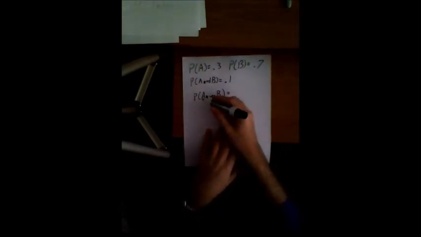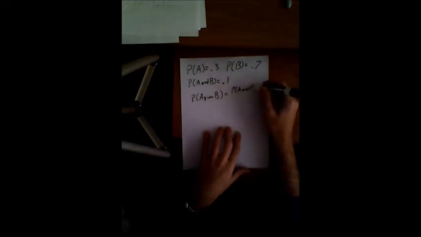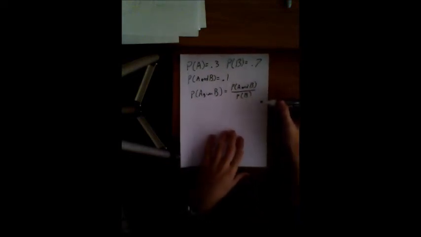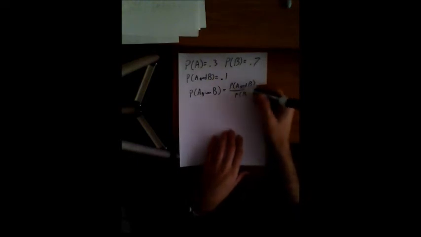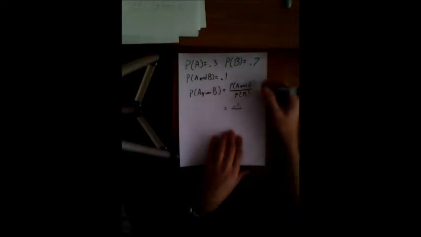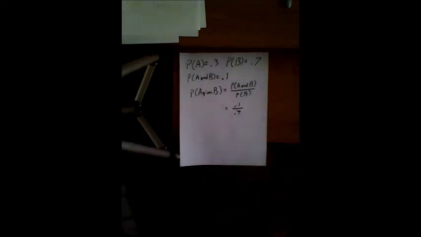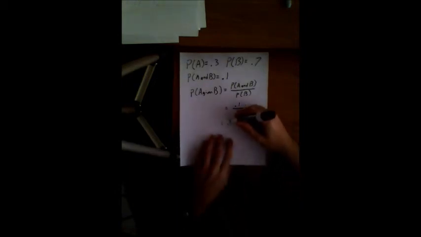So the probability of A given B is just from this formula. Probability of A and B, all divided by the probability of B. So what we have here is just the probability of A and B we're told is 0.1, divided by the probability of B we're told is 0.7. Once we do this division, we find that our answer is 0.1429.